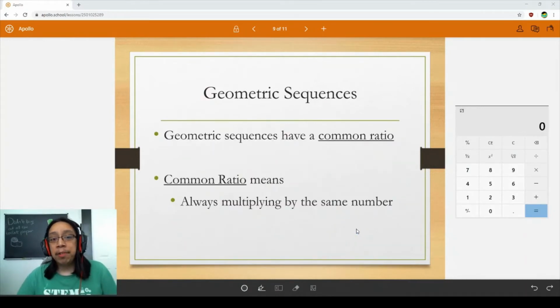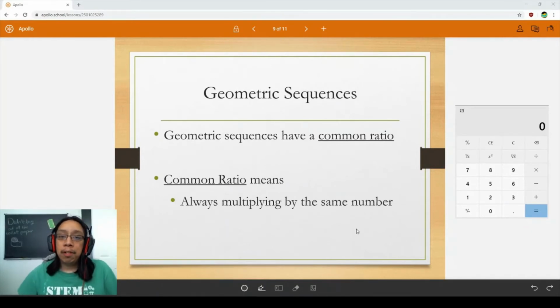Let's talk about geometric sequences. Geometric sequences have what we call a common ratio. It's very similar to the common difference, but the only thing that's different about it is that the common ratio basically means you're always multiplying by the same number. Now, with geometric sequences, you might occasionally get fractions or decimals as your common ratio, and that's totally okay.